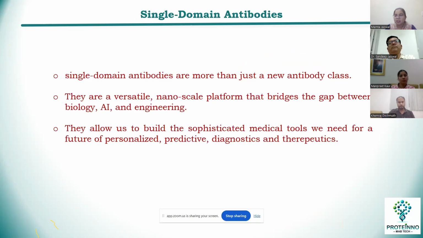So, as a conclusion, single domain antibodies are more than just a new antibody class. They are very versatile molecules. They are a nanoscale platform that bridges the gap between biology, AI engineering, and engineering. They allow us to build the sophisticated medical tools we need for future personalized and predictive diagnostics and therapeutics.